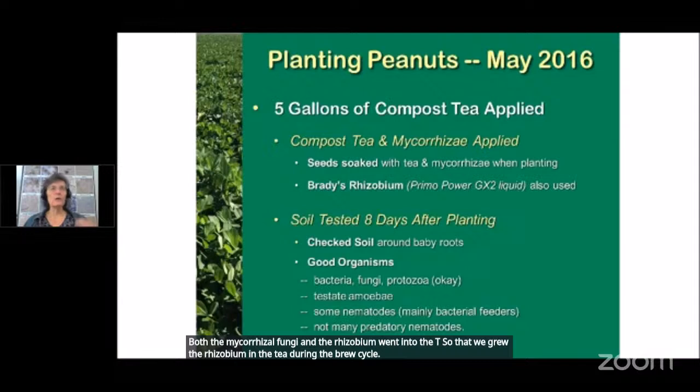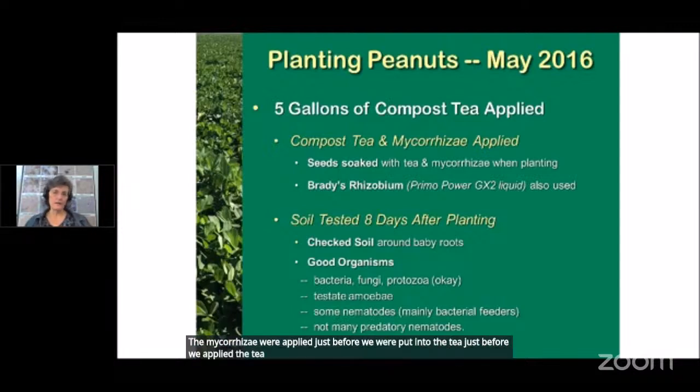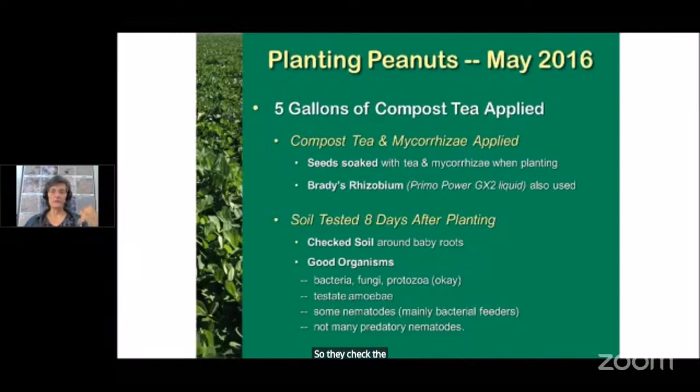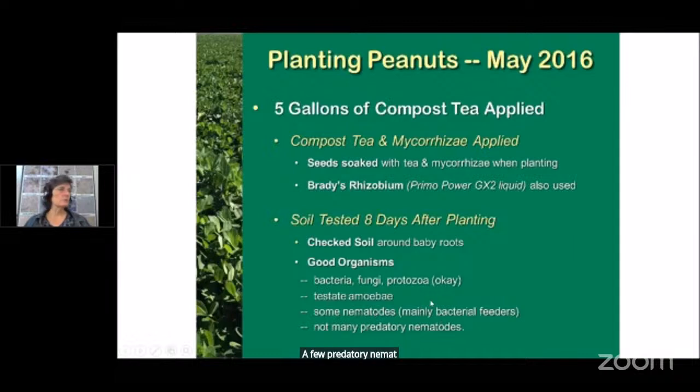The mycorrhizae were applied just before we applied the tea to the planting. So they checked the biology, and the organisms had increased dramatically. They did a pretty good job of wiping out the root-feeding nematodes. So when we're looking at some nematodes being present, mainly bacterial feeders, a few predatory nematodes, but they reduced the root-feeding nematode population almost completely.